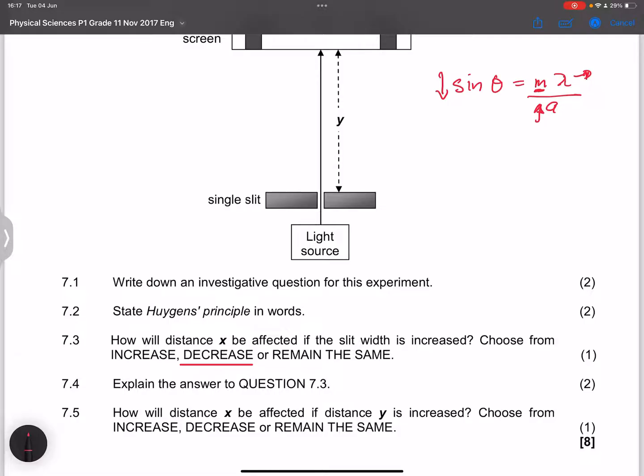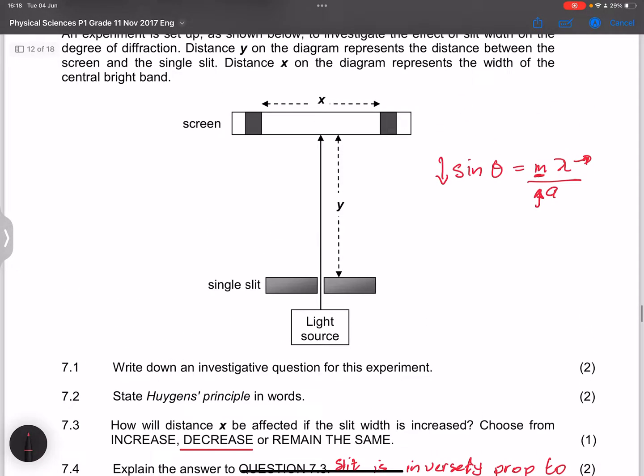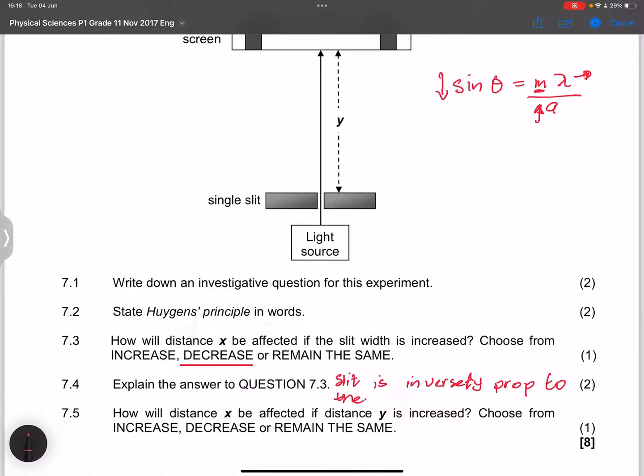And they say explain our answer. We can say that slit width is inversely proportional to the width of the central bright band. All right, ladies and gents.